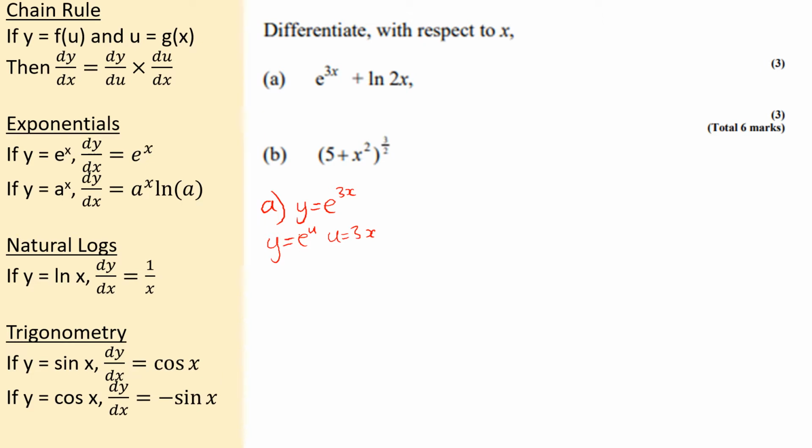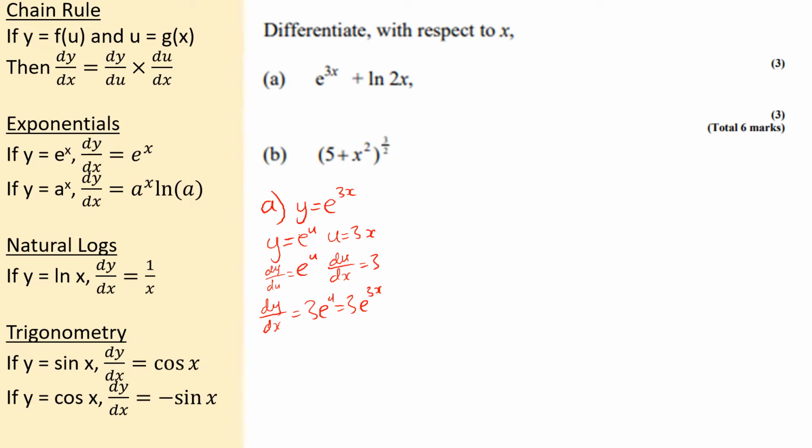If I differentiate them, I'm going to get myself e to the u again, and 3. So if I multiply those together, I'm going to get dy by dx is 3e to the u, which is 3e to the 3x. Okay, great. What about the second term?